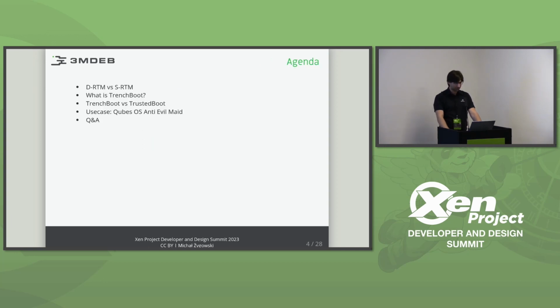What I will be talking about today is the never-ending dispute between the dynamic and static root of trust for measurement. Why do we even bother with DRTM? What is TrenchBoot? How does it relate to the probably well-known tboot, which is currently used for DRTM in Xen? And I will explain a use case which we pursue with TrenchBoot in Xen, which is the Qubes OS Anti Evil Maid. Then I will also answer any questions.